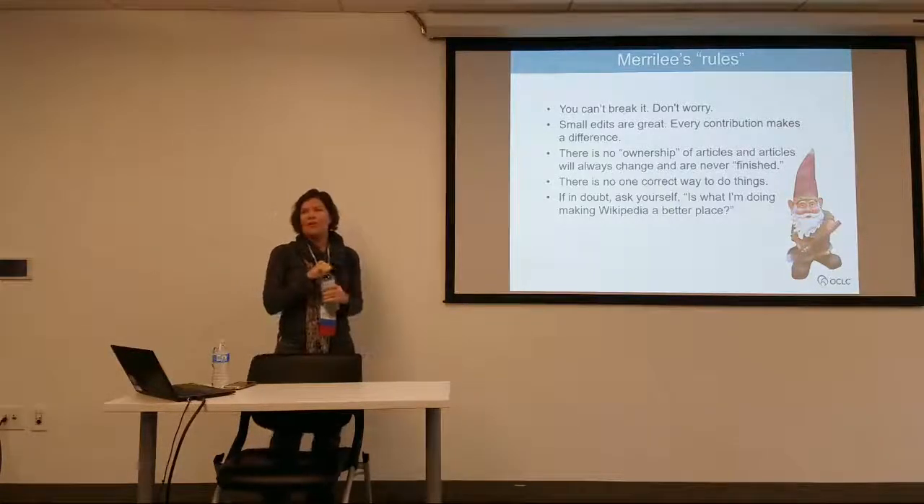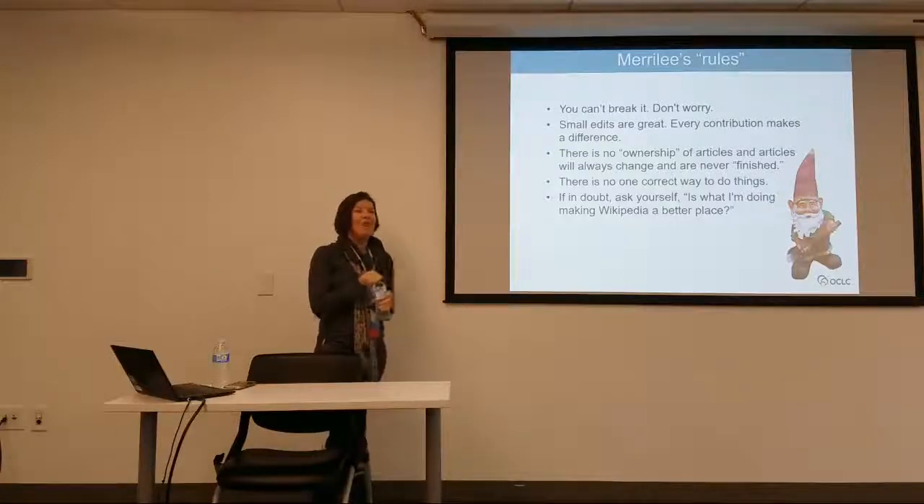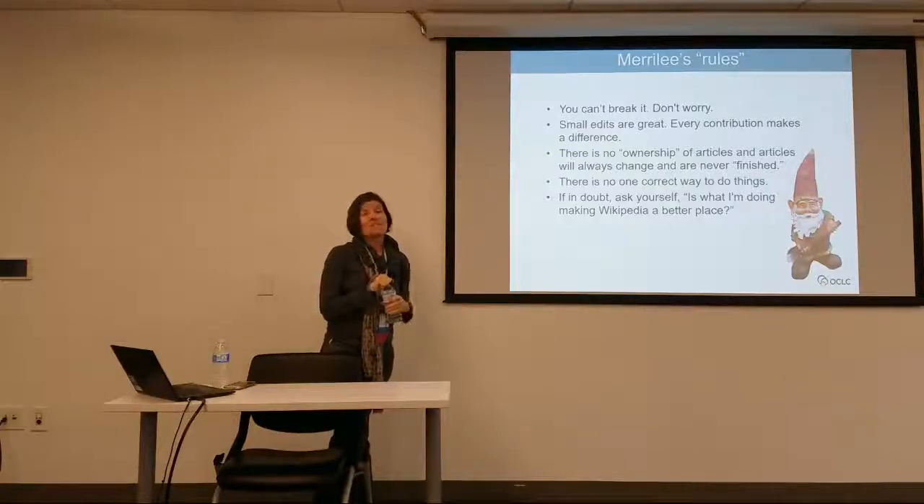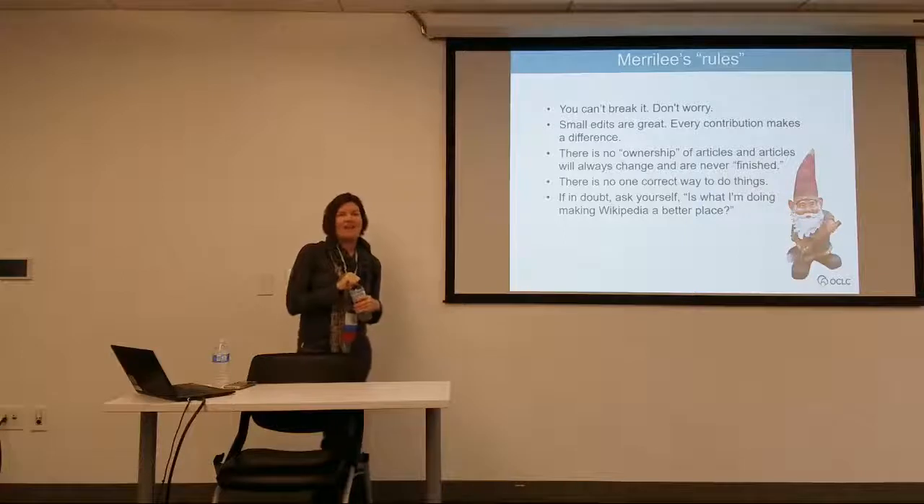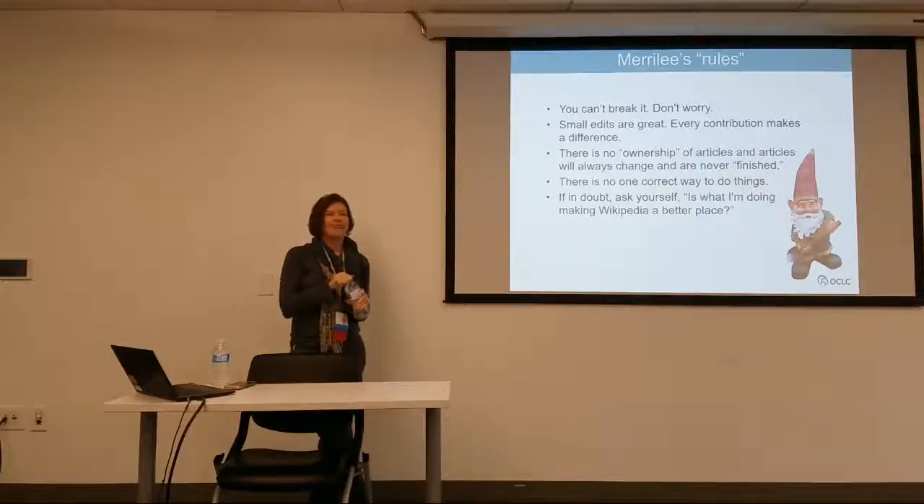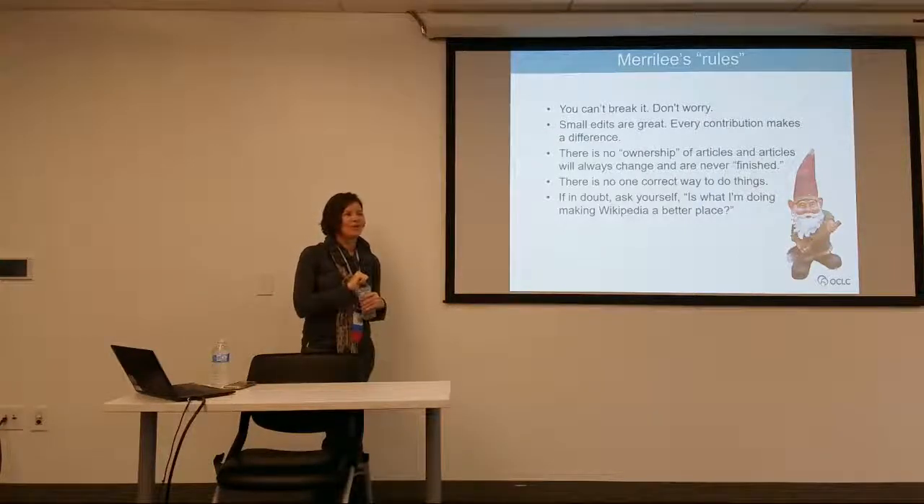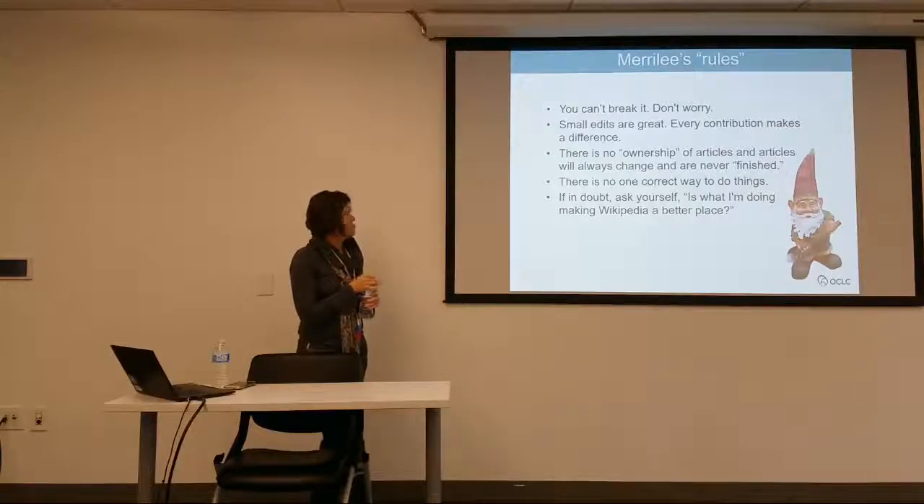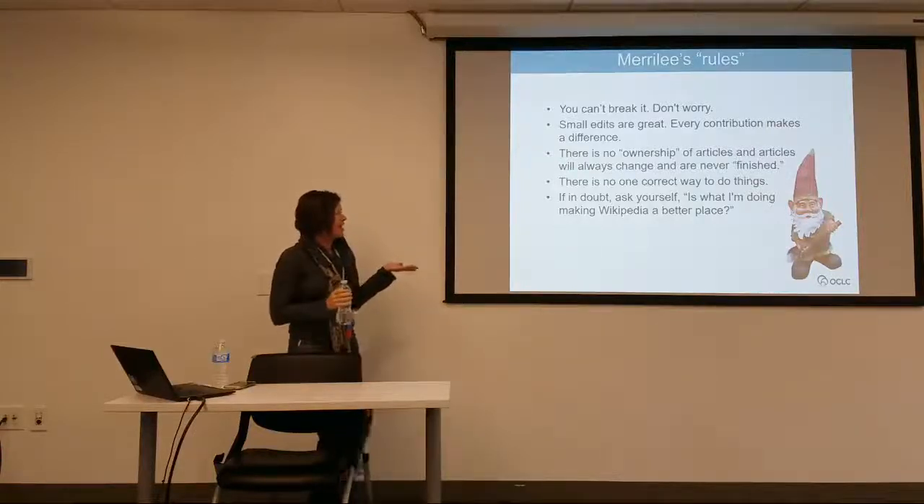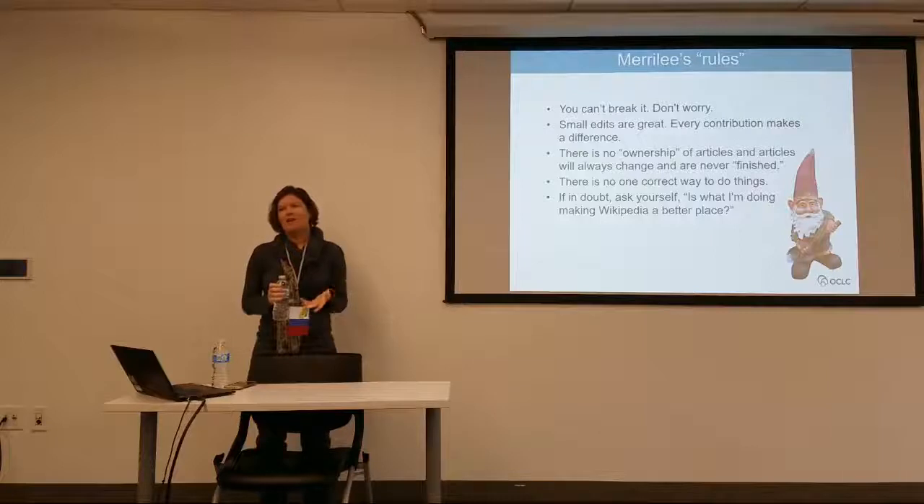There's no one correct way to do things. This is both wonderful and also enormously frustrating, because if you ask 5 different Wikipedians, you could get 5 different answers for the right way to do things. But there's also a lot of flexibility, and it's basically using what you know and your skills as librarians and your skills as humans to make good judgments. And if you're in doubt, ask yourself, is what I'm doing making Wikipedia a better place?